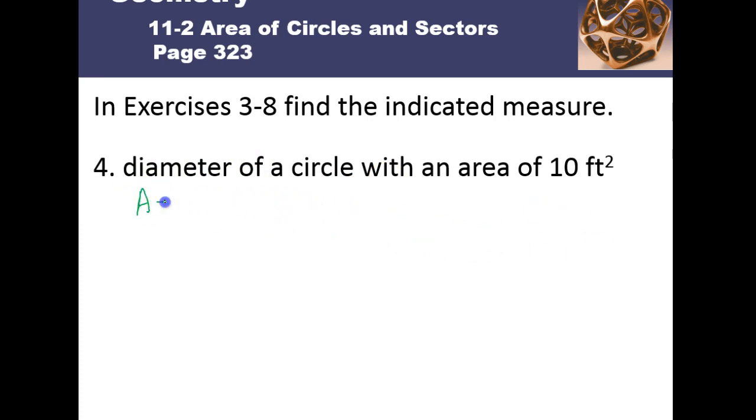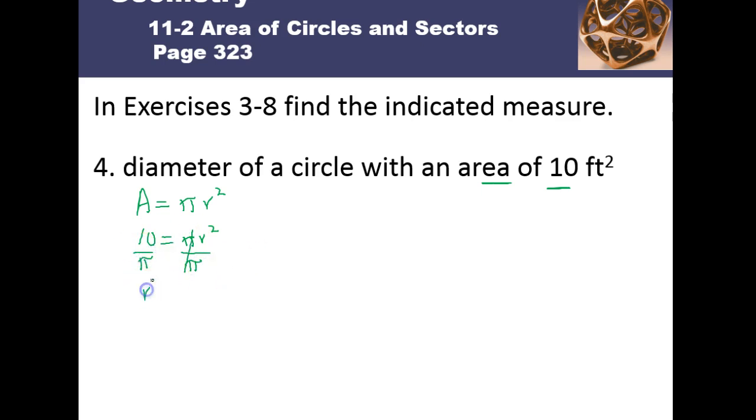Okay, so the area, remember, is pi r squared. Now we don't have a diameter formula, so we have to find the radius first, and then multiply that by 2 to find the diameter. We'll plug in what we do know: the area is 10. So I'm going to replace A with 10, and I get 10 equals pi r squared. Now I have to get r squared by itself, so I'm going to divide both sides by pi.